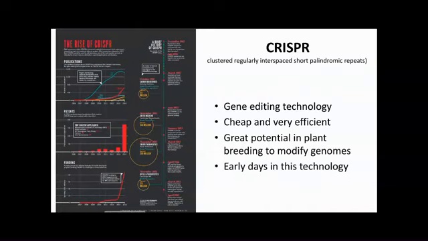Finally, Christine, you don't have to understand this, but it was the only thing I could find. CRISPR is very recent. CRISPR has only been discovered basically in 2012, but it's a gene editing technology. It's cheap and it's very efficient. It has great potential to modify genomes, although they haven't really been done yet. It's early days in this technology, but it's a technology with great promise for a couple of reasons.